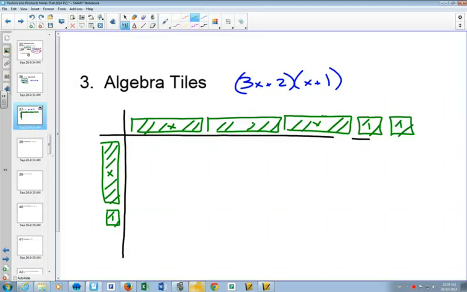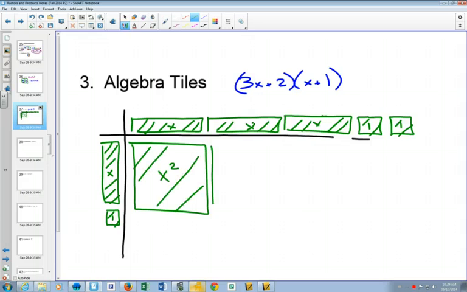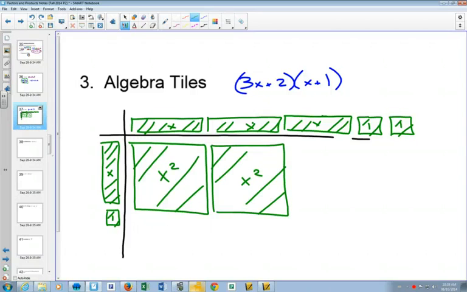And shade them in. And then say to yourself, well, what would happen if I would have to fill in this rectangle with these lengths? Well, here I would get big squares, which would be x squared tiles. And they would be positive because I have 2 positive tiles multiplied together. I'd have 3 of those.